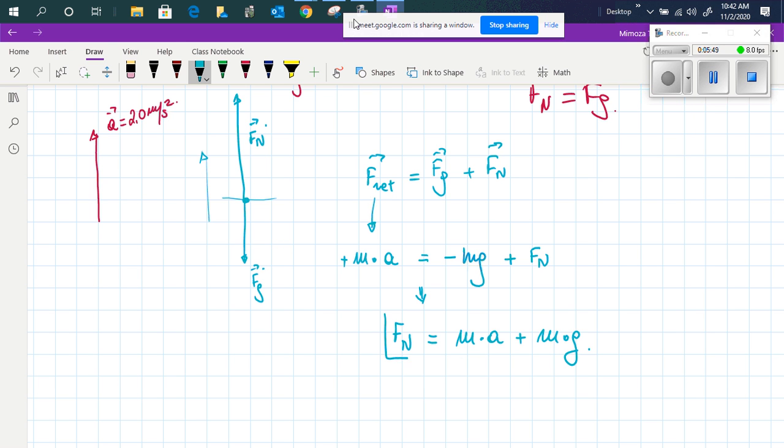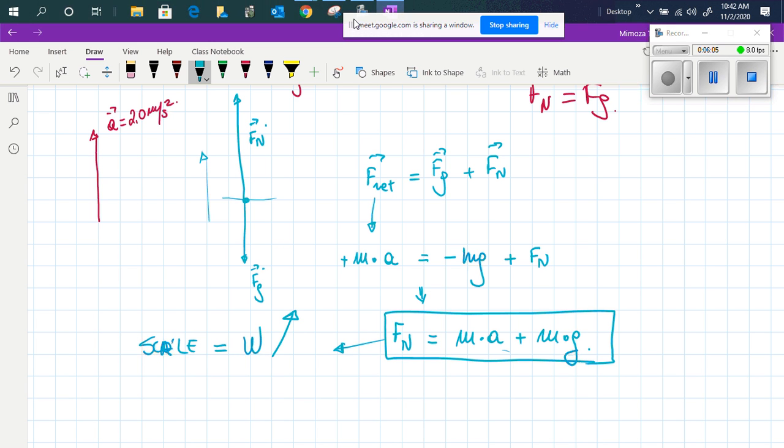Okay, so now you see that when you are moving up, the weight that the scale is stating is increased, because you are adding mass times acceleration to what is actually your weight. You are adding the mass times acceleration with which the object is moving up.